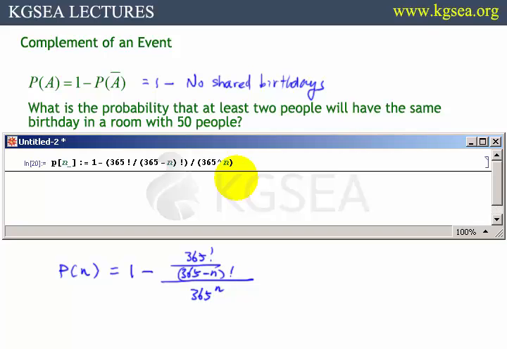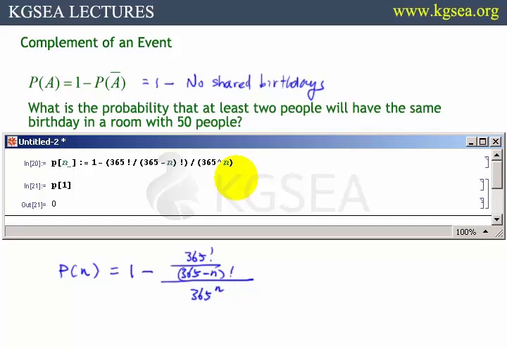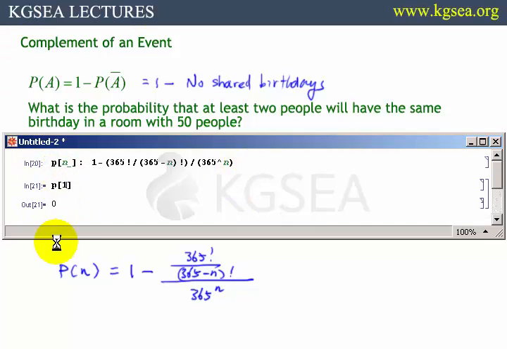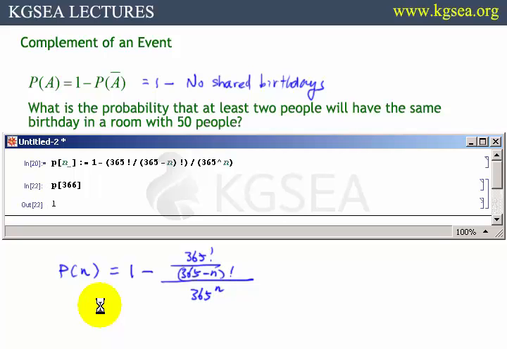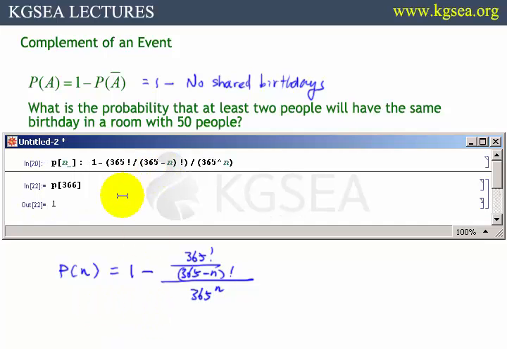Now let's do cases that we know. When you're alone, what's the probability that you share a birthday with somebody else in the room? 0, of course. Let's do another case that we know. When there are 366 people, what is the probability that 2 people will share the same birthday? 1, for sure, because you have one more person than there are days in the year.